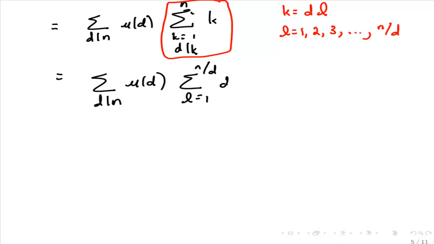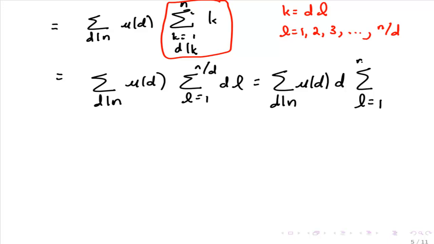K is D times L. Okay, then the D here doesn't depend on the parameter L, so I can factor it out using the distributive property. So I'll put a D there. And then we're left with a sum as L goes from 1 to N over D of L. Okay, so what does that sum here look like?